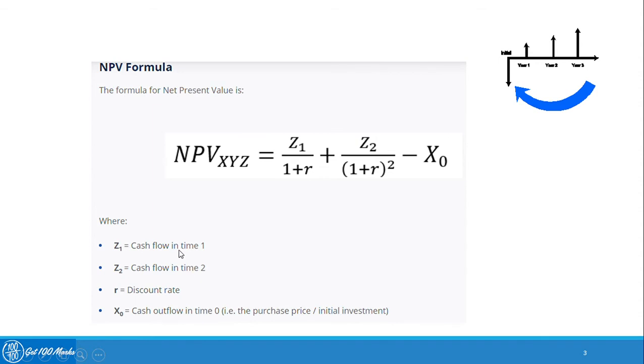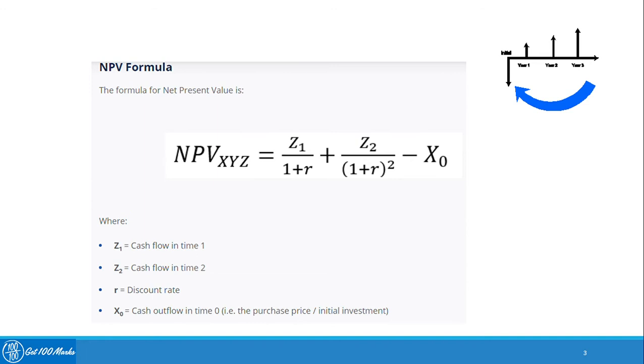So Z1 is the cash flow in time 1, Z2 is the cash flow in time 2, Zn could be the cash flow in time n. So this value can keep going up. R is the discount rate. Well, discount rate is the rate at which you are discounting the future cash flows to the current period. For you to brush up your concepts, please refer to Unit 2, where we had discussed time value of money in detail. I'm not taking up discount rate again here in detail. You know the concept already.